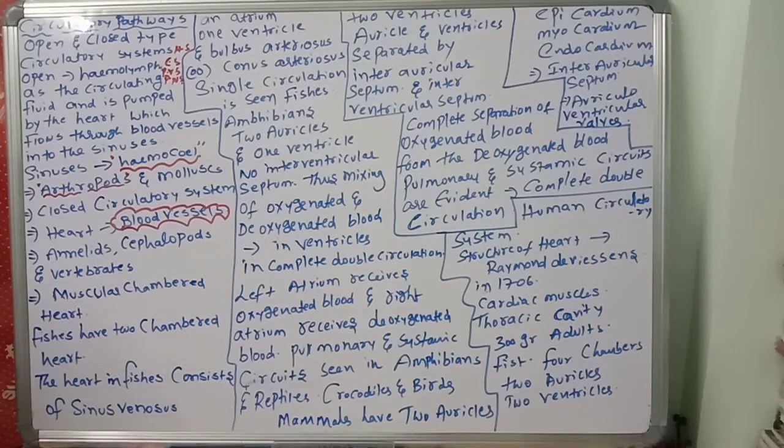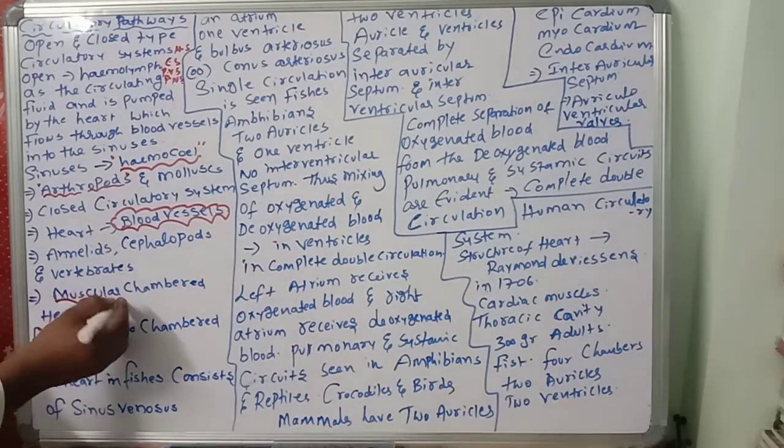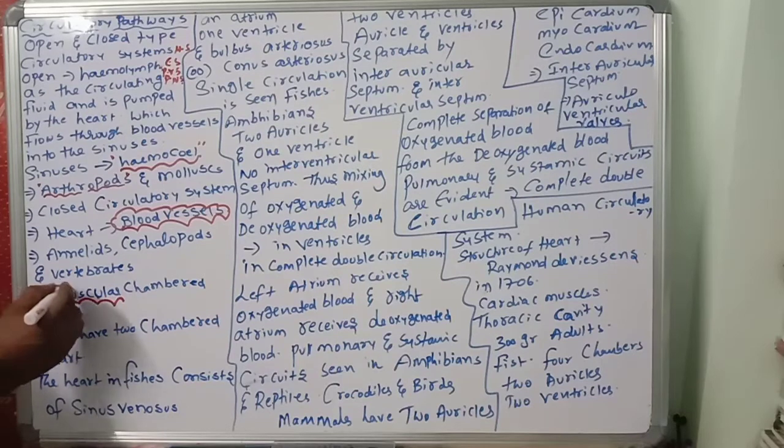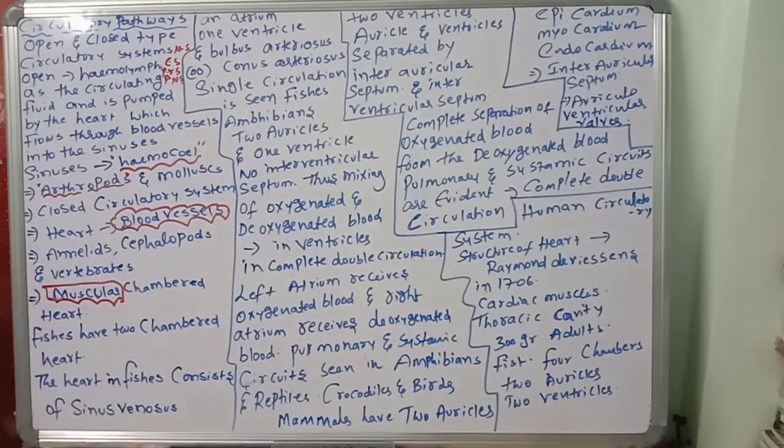All vertebrates have a muscular chambered heart. You know our heart is made of which muscles? You know very well, cardiac muscles. So like that, all vertebrates have a muscular chambered heart. Muscle-related chambers are there. That is called a muscular chambered heart.